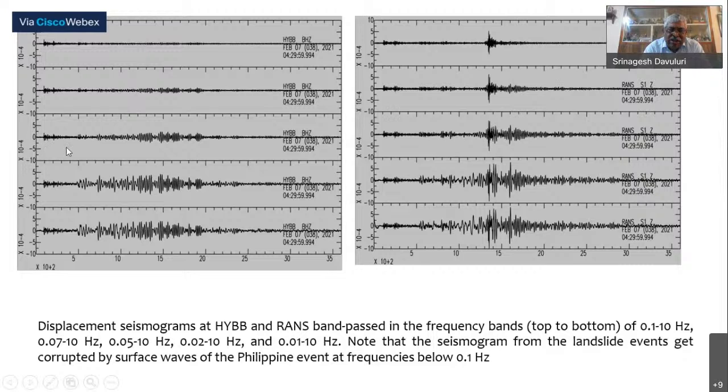And you can pretty well see that you only have surface waves with not much amplitude, whereas in the station at Ranchi, these surface waves are overladen with high frequency waves, which are very much coinciding with the impact and then the debris flow.